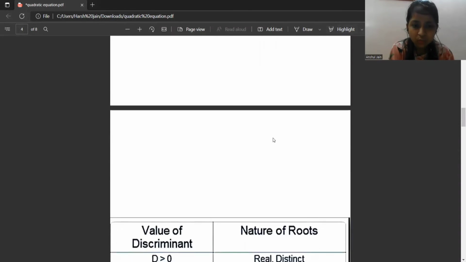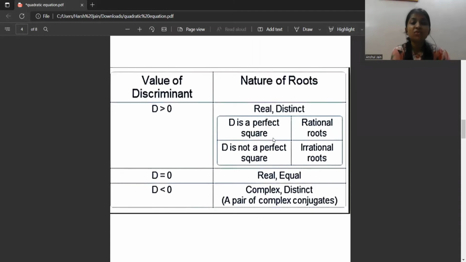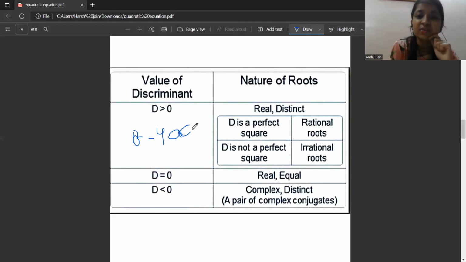Moving on, the value of the discriminant determines the nature of the roots. So if my discriminant value, that is b squared minus 4ac, is greater than 0, then my roots are real and distinct.